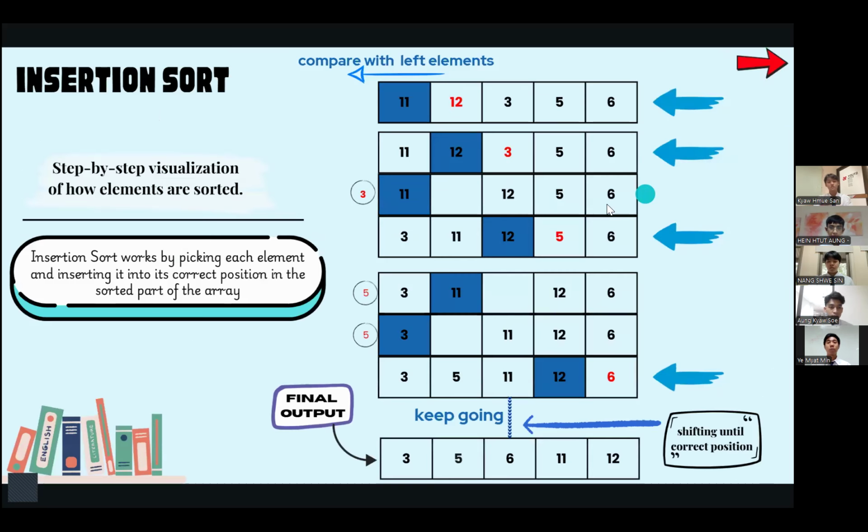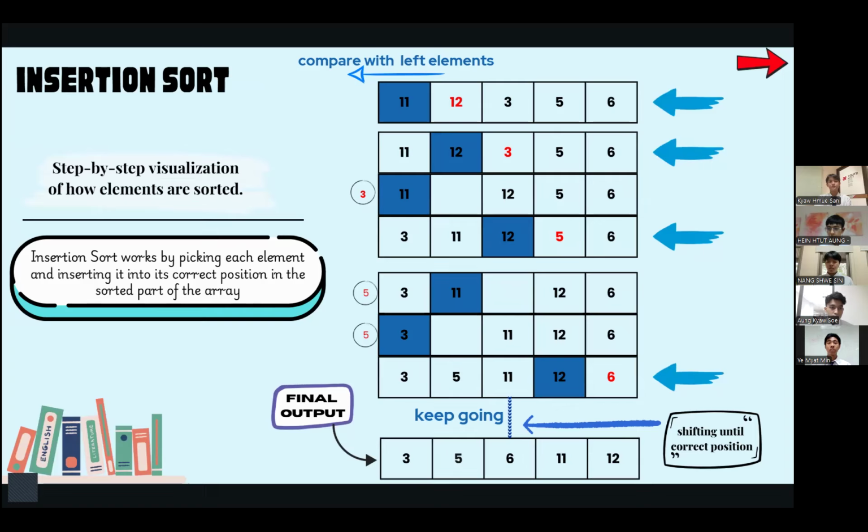So now let's break down how insertion sort works with a step-by-step example. Insertion sort picks each element one by one and inserts it into the correct position within the sorted part of the array. At each step, the current element is compared with the left element, and if it is smaller, we shift the larger elements to the right until we find the correct position.